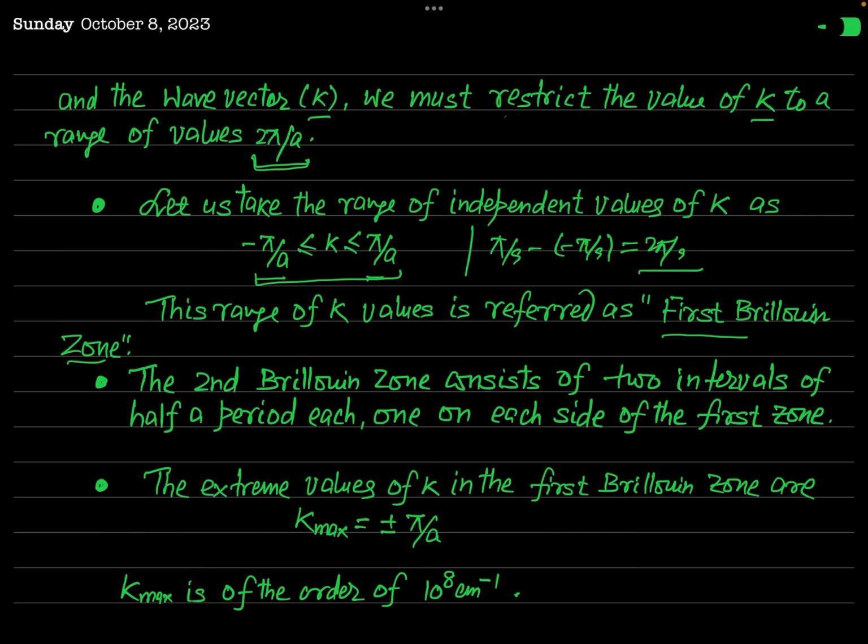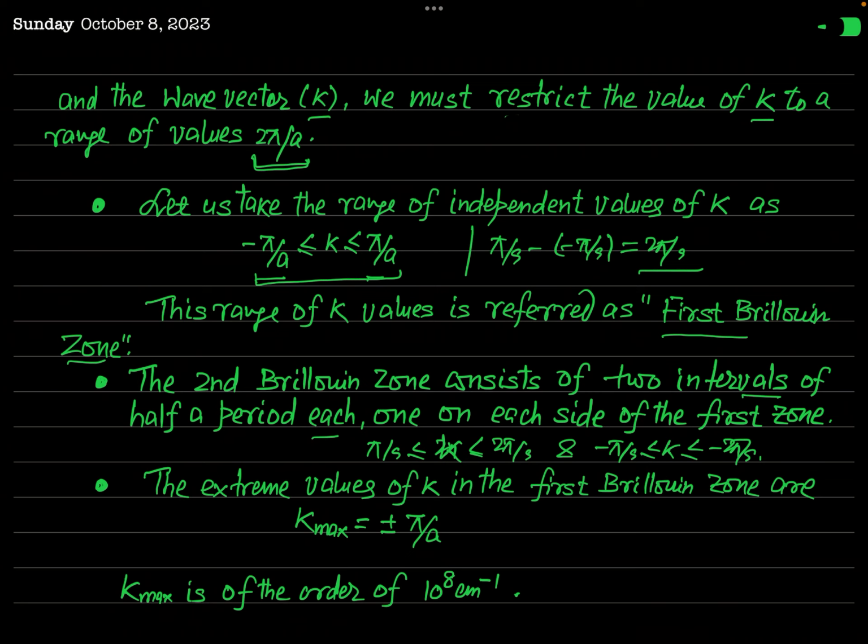And you have also seen that the second Brillouin zone consists of two intervals of half period each, one on each side of the first zone. As you have seen, one of them is pi over a less than or equal to k, less than or equal to 2 pi over a, and another is minus pi over a less than or equal to k, less than or equal to minus 2 pi over a. This is actually called the second Brillouin zone.